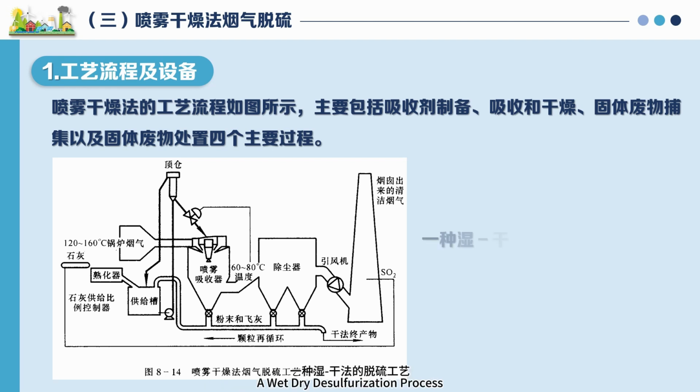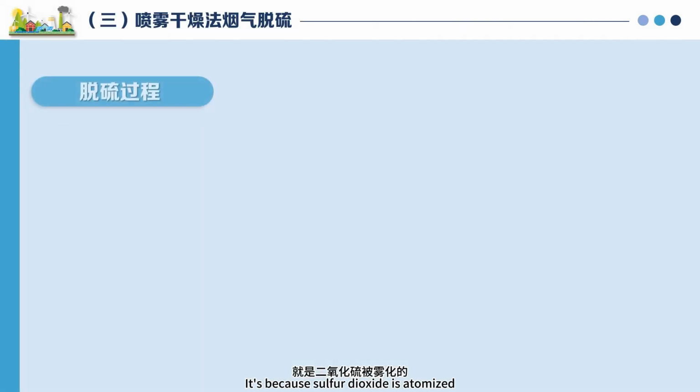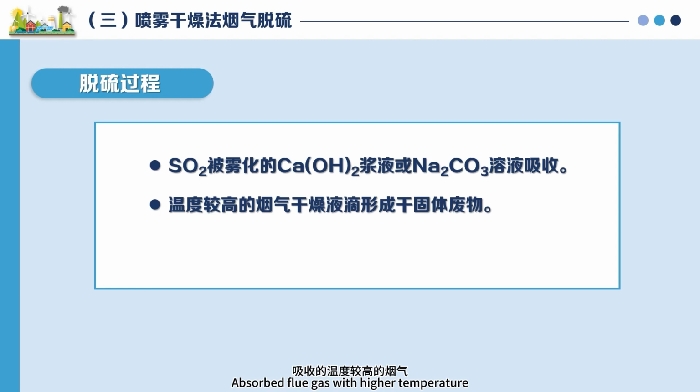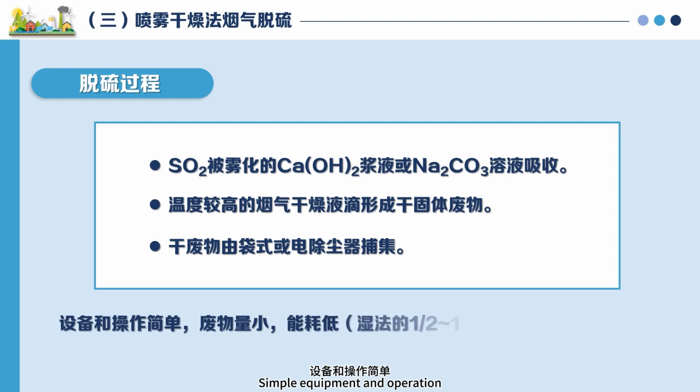A wet-dry desulfurization process. Market share is second only to the wet calcium method. In the process of desulfurization, calcium hydroxide slurry or sodium carbonate solution is atomized and absorbs sulfur dioxide in the higher temperature flue gas. The droplets are dried, forming dry solid waste. The dry waste is collected through a bag or electrostatic precipitator. Simple equipment and operation.